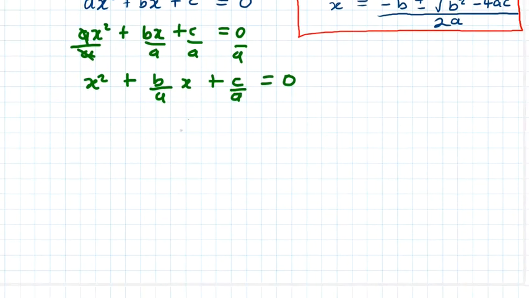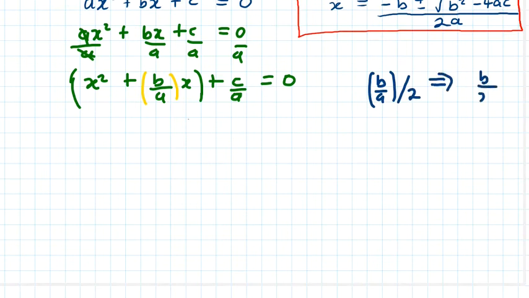Now our main focus is this part. This part will help us to introduce new terms in our equation. The way we introduce new terms is we focus on the coefficient of x, so we concentrate on b over a. First, we divide this b over a by 2, and we get b over 2a, and then we square it, and we get b squared over 4a squared.